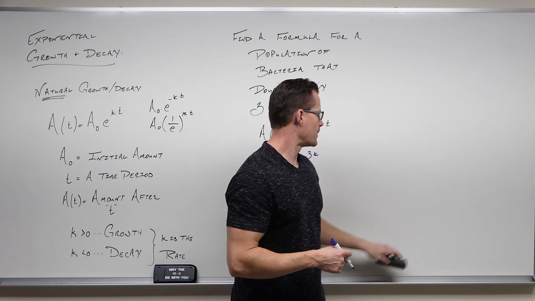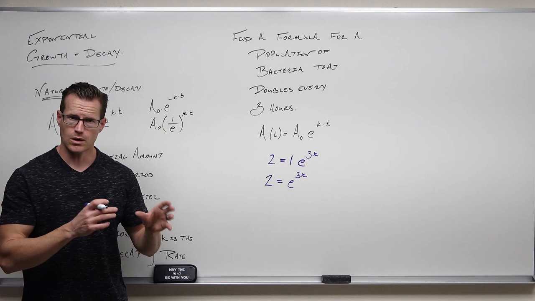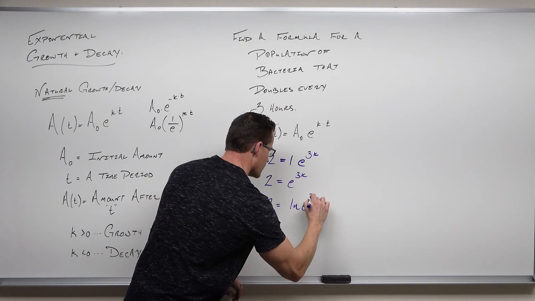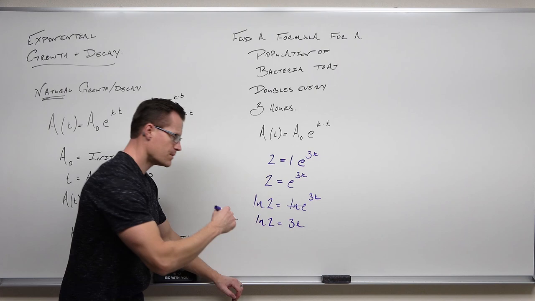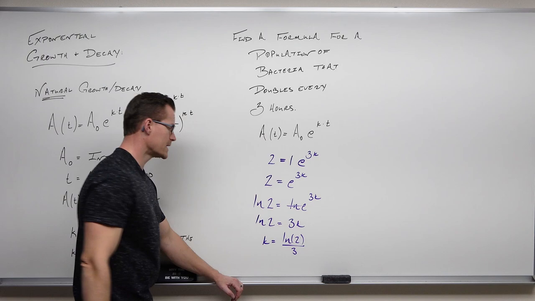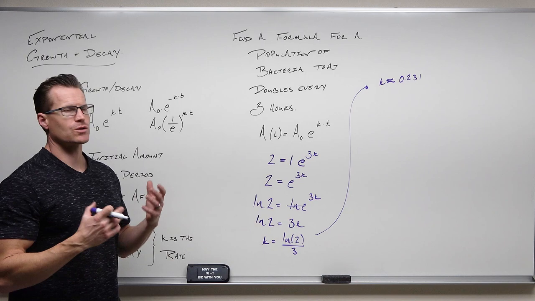All right, so we're down to here. We've got to solve for our k. We need to take a natural log on both sides. So we're going to do that. Because our bases match on our function and the inverse of the function, we end up getting ln 2 equals 3k, divided by 3. We get k equals ln 2 over 3. So I got k is around 0.231.